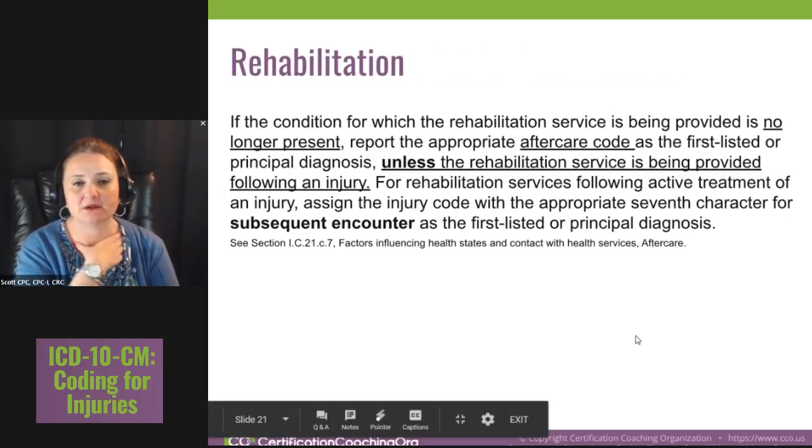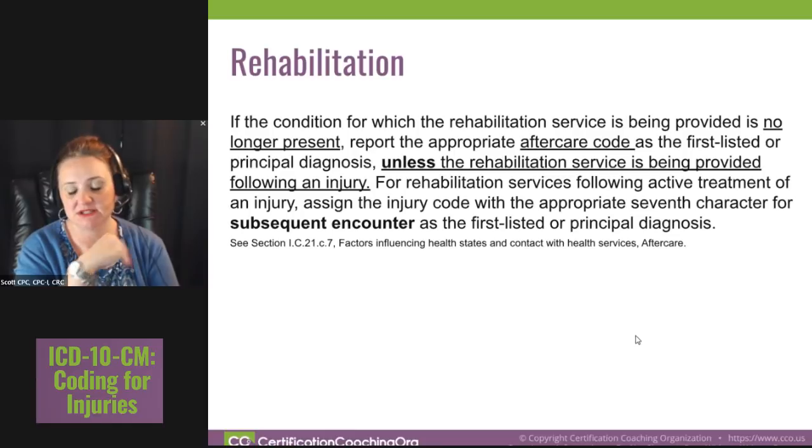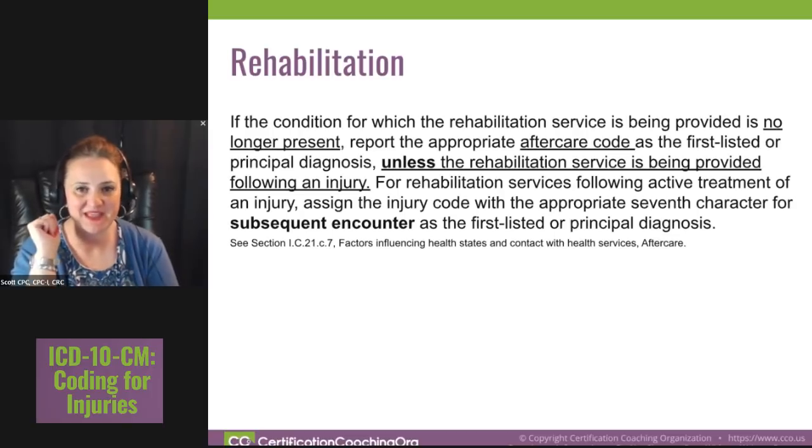Now let's talk a little bit about rehabilitation, and this is actually where we're going to wrap up. I'm so good at keeping everything to an hour that I keep looking at my watch. Sorry about that.